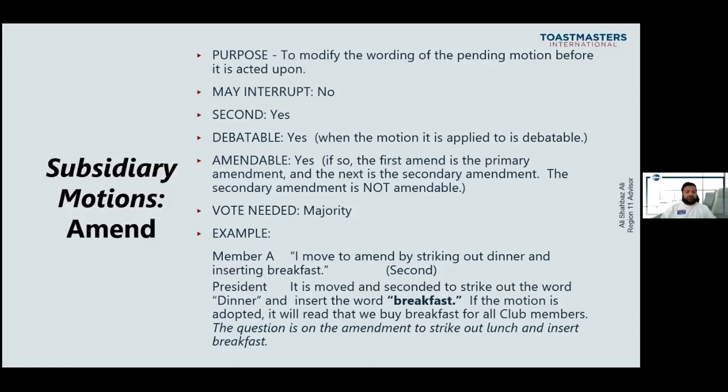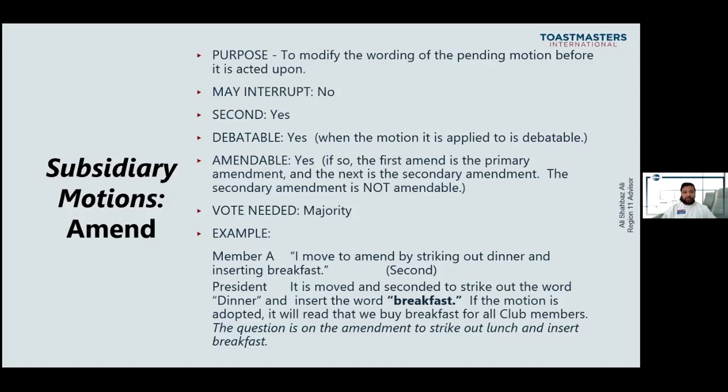Now, if I want to amend this motion, I have to bring something related to it. I cannot say, I move that, and a new motion, I move that we go for a movie. It has to go in line with the previous motion. For example, I move to amend by striking out dinner and inserting breakfast.